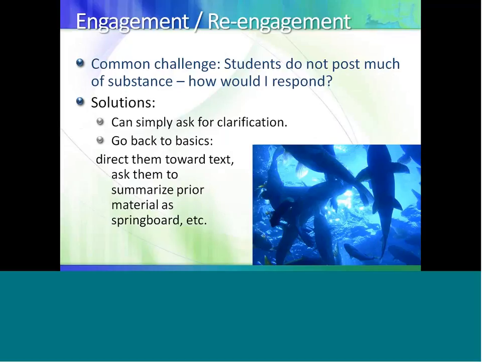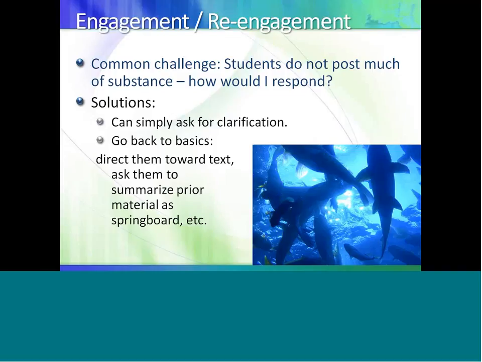Okay, so a common challenge with engagement and re-engagement, something that we hear a lot, is that students are not participating very well, or they're not at the level that I'd like them to be in terms of their posts. They're just kind of going through the motions here. They're not really getting into it. They're not getting to where I'd like them to be. They're not posting much of substance. So how would I respond to that?